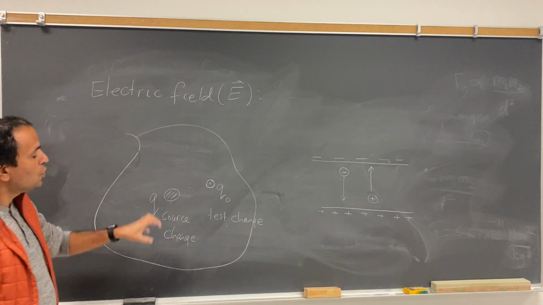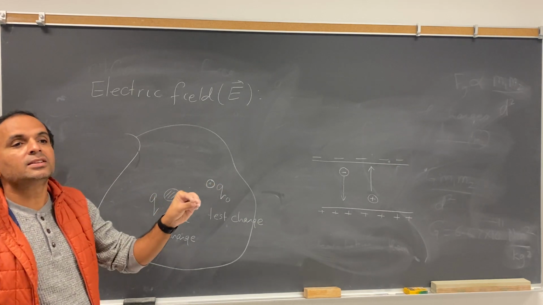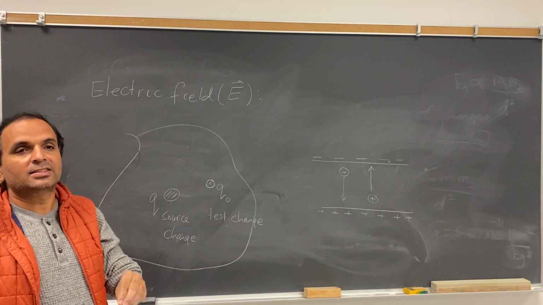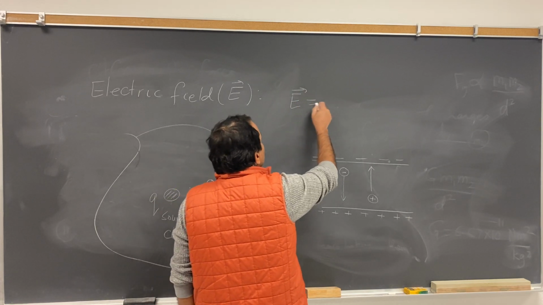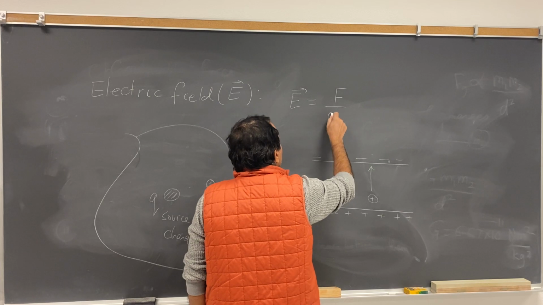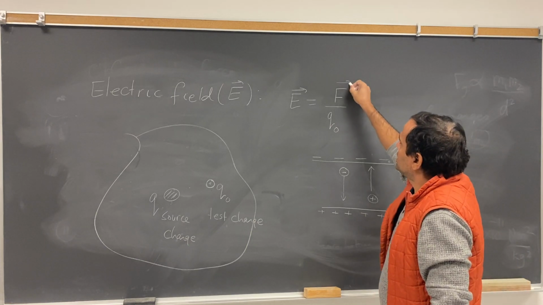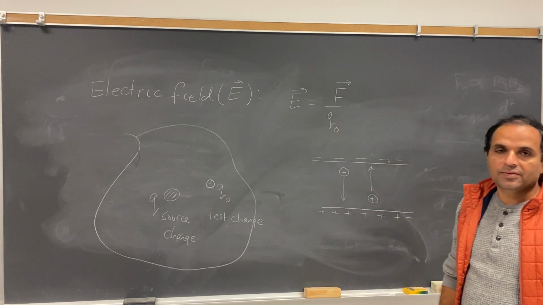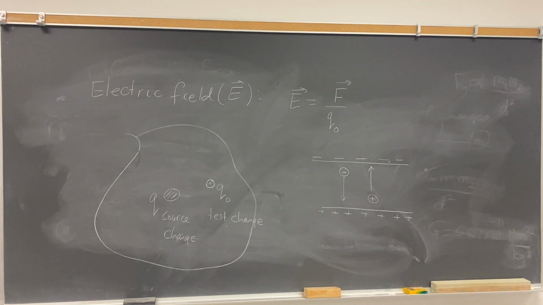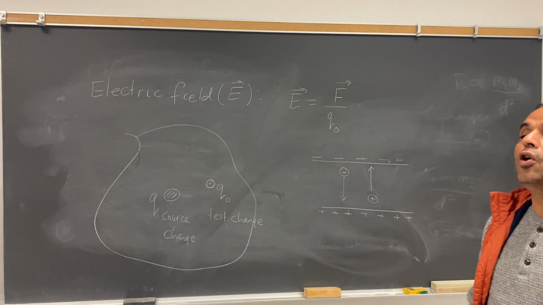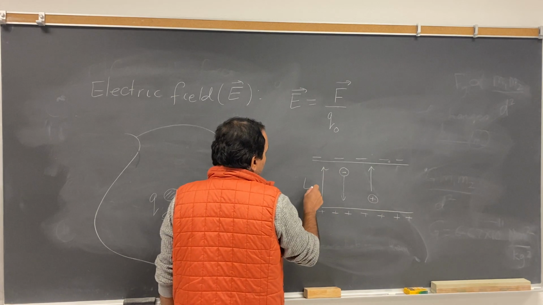So the force experienced by this test charge, per unit test charge, is called the electric field. So you can write electric field E equals force per unit test charge. This is how you define the electric field. Force per unit test charge. And the electric field is a vector quantity, so you have to give the direction, and the direction of the electric field is always from positive charge to negative charge, like this.